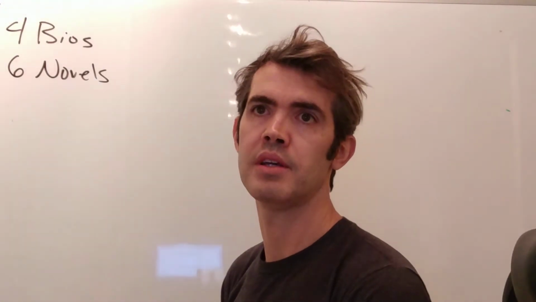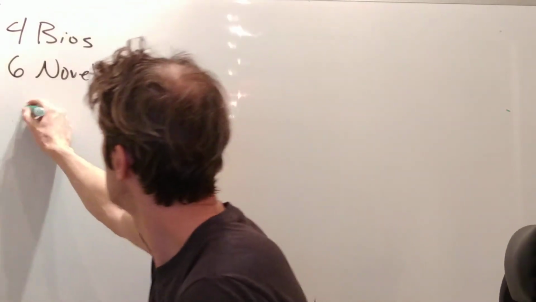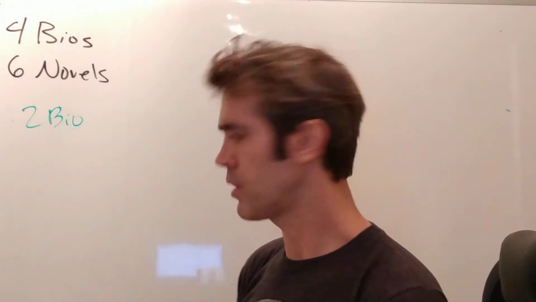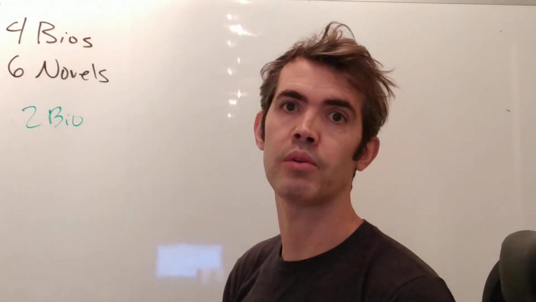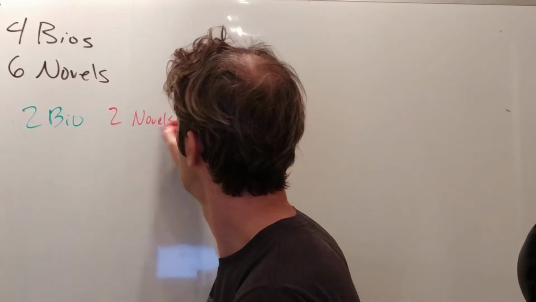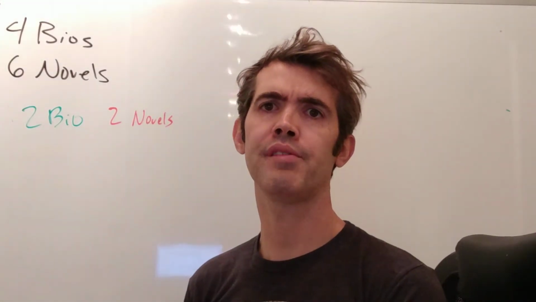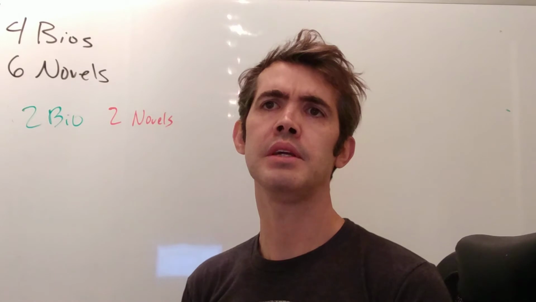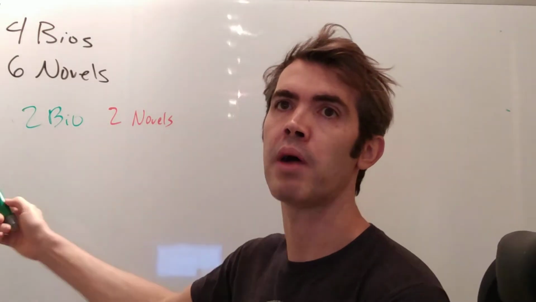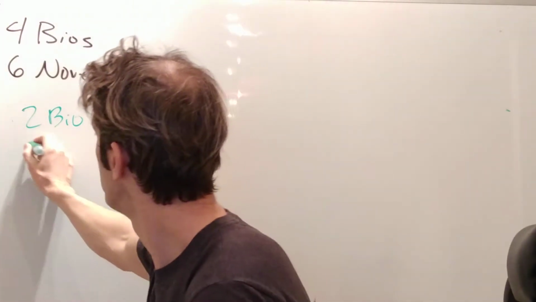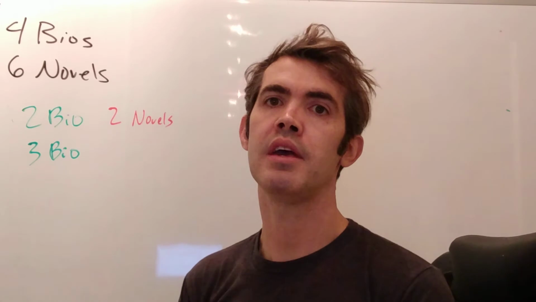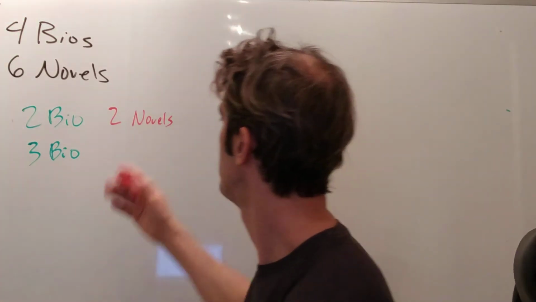Well, I'm gonna sort of color code this. One way of doing what they want is we could read 2 bios. If we read 2 bios though, we're gonna have to read 2 novels because we gotta read 4 books total. Cool, okay. What 2 or more means is more than 2, okay? So another option, instead of reading 2 bios, we could also read 3 bios. And if we read 3 bios, then we're gonna have to read 1 novel, right?